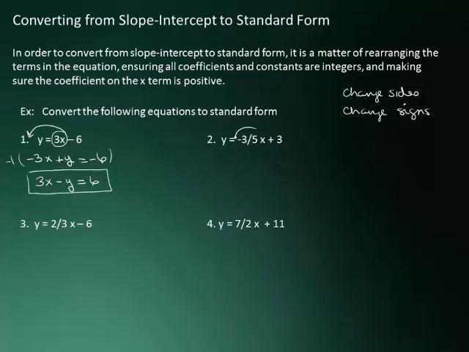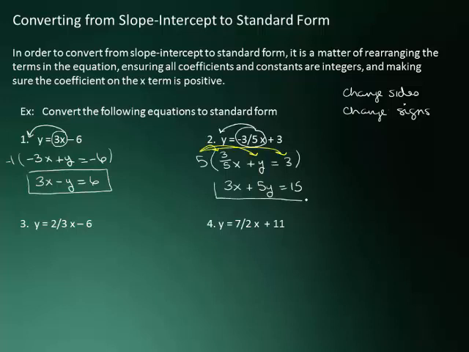Here I have a negative 3/5 x, so I'm going to move that over, and it becomes positive 3/5 x plus y is equal to 3. Now I don't want a fraction, I need integers, so I'm going to multiply every single term by 5. So I multiply 5 times 3/5, 5 times y, and 5 times 3. When I multiply 5 times 3/5, these 5's cancel. That's why I chose 5, and I get 3x plus 5y is equal to 15, and I am now in standard form.